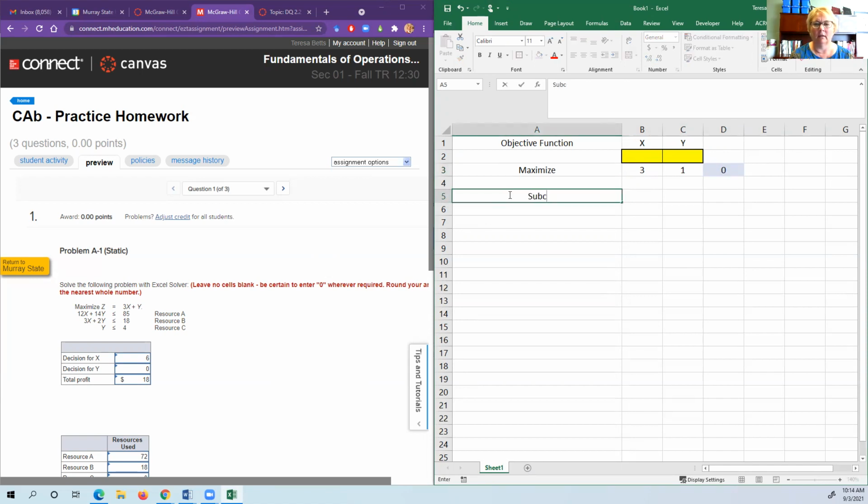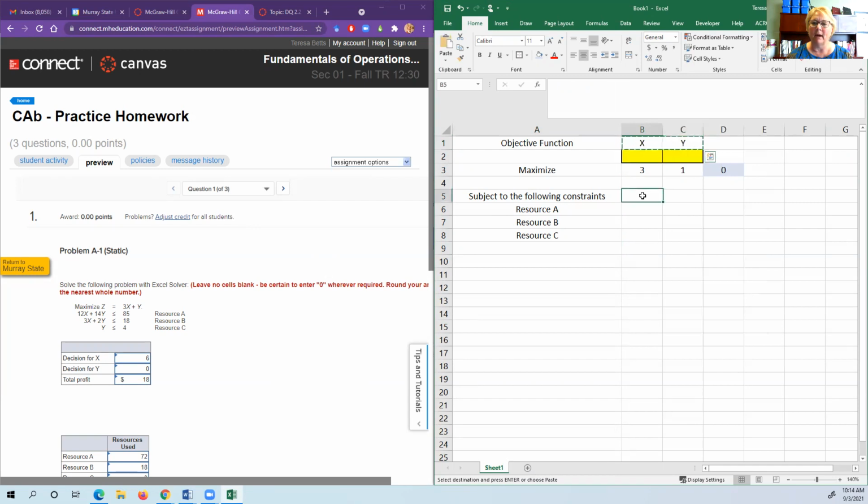And then subject to the following constraints. In this problem, we have resource A, resource B, and resource C. I have told you that we must write the constraints using the same variables that we have in the objective function. So for resource A, it takes 12 units of resource A to produce an X, and it takes 14 units of resource A to produce a Y.